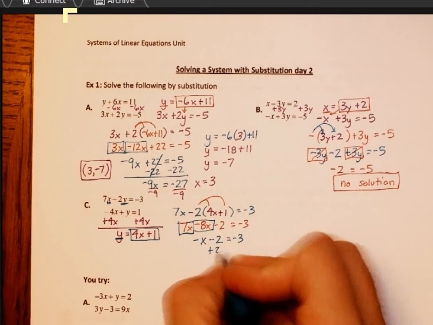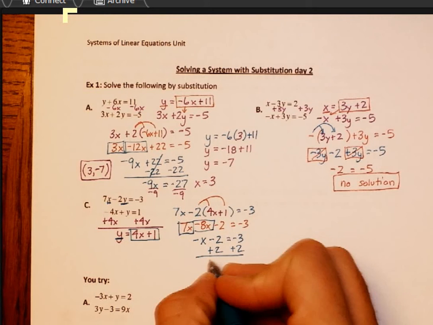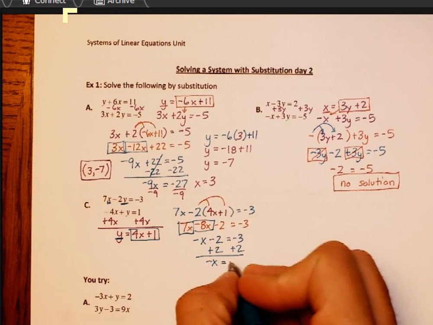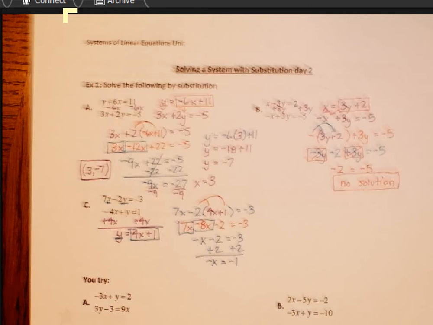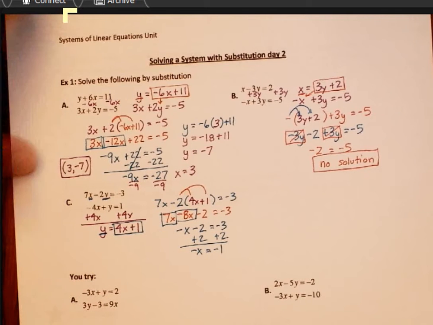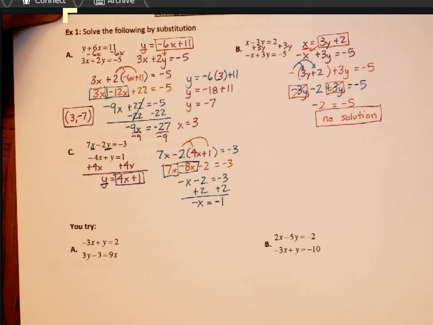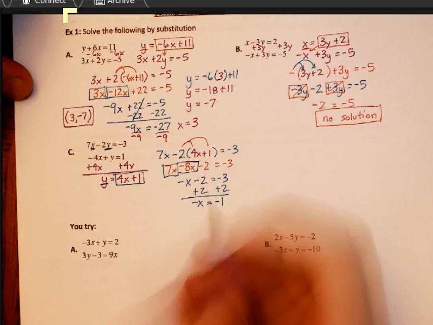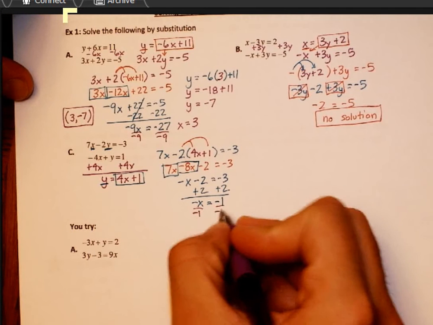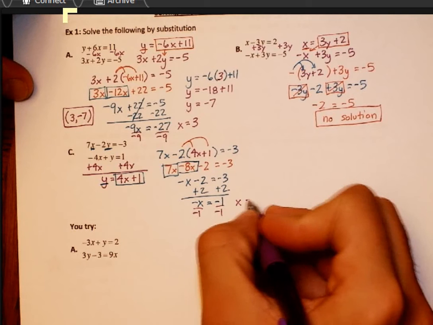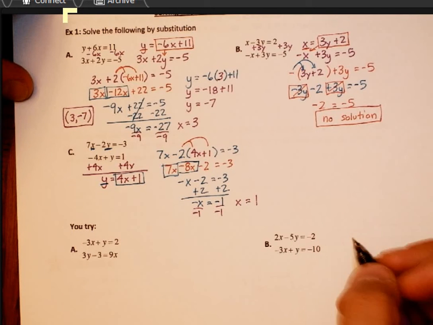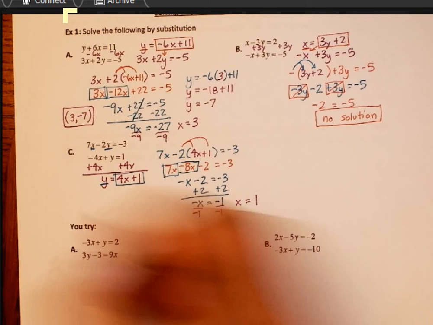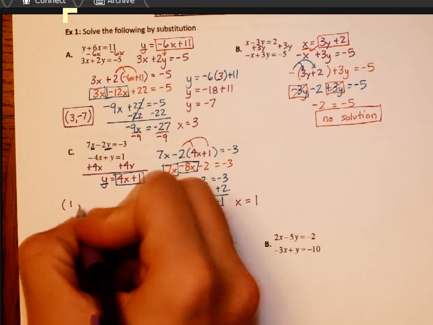Add 2 to both sides. So negative x is equal to negative 1. And now we want to divide both sides by negative 1. When I do that, I get that x is equal to positive 1. So remember, our answer is going to be 1 comma some y value.